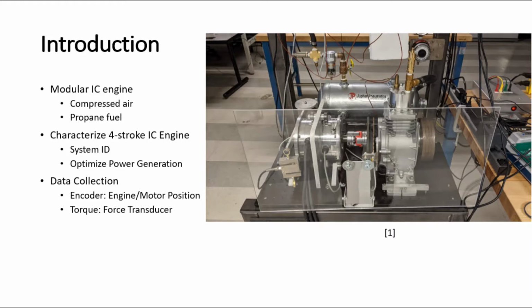In order to optimize the engine, the system parameters must be identified first. Using the parameters, the engine can be tested and analyzed in respect to its 4 strokes. During experimentation, the engine was coupled to a motor which can turn the engine. The position data was collected using an encoder. Meanwhile, the torque data was collected using a force transducer.